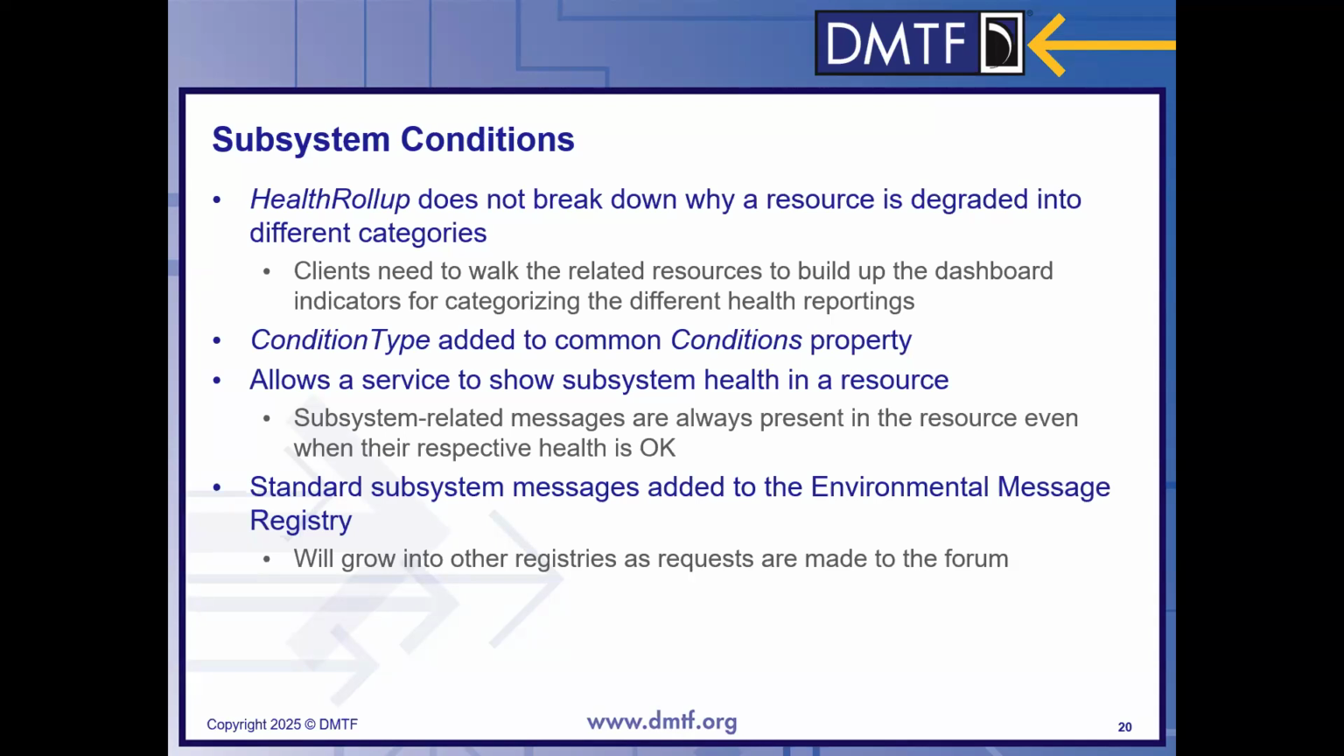So to help solve this, we added a new property in conditions called condition type. And so this is to distinguish between a subsystem health versus just a regular alert that something is broken. And so a service can statically show subsystem health messages and conditions. So even if the subsystem is okay, you could see that, yes, my subsystem under this large resource shows okay, and I can kind of break things down to different buckets that way.